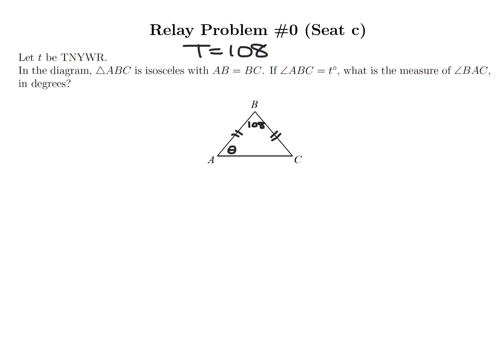This angle is the same as that angle because that's the property of an isosceles triangle. So that means that 108 plus 2 theta is equal to 180. The sum of the angles of a triangle always adds up to 180. So if you solve for this, you get 2 theta is equal to 72, and therefore theta is 36.